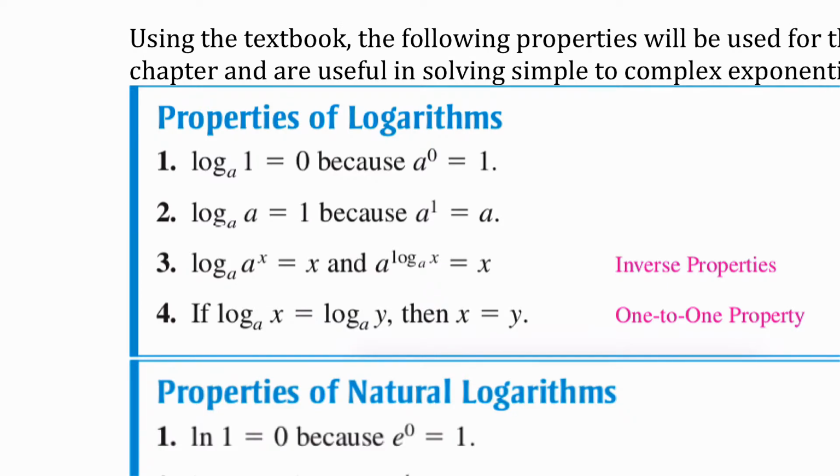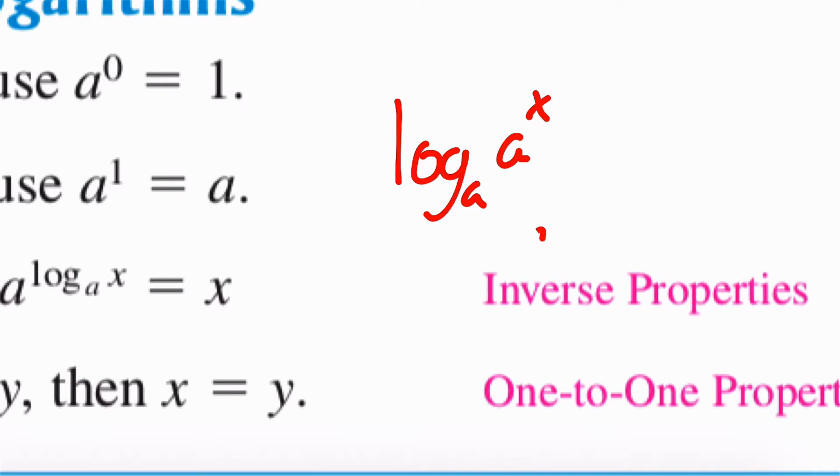Log base a of a, so if those two values are the same, equals 1 because a to the first equals a. Now, if you have log base a of a to the x, that's equal to x. One thing I want to rewrite with that is, if you have log base a of a to the x, you're asking yourself, a to what power equals a to the x? Well, that's just x, so that's why it simplifies to just be x.